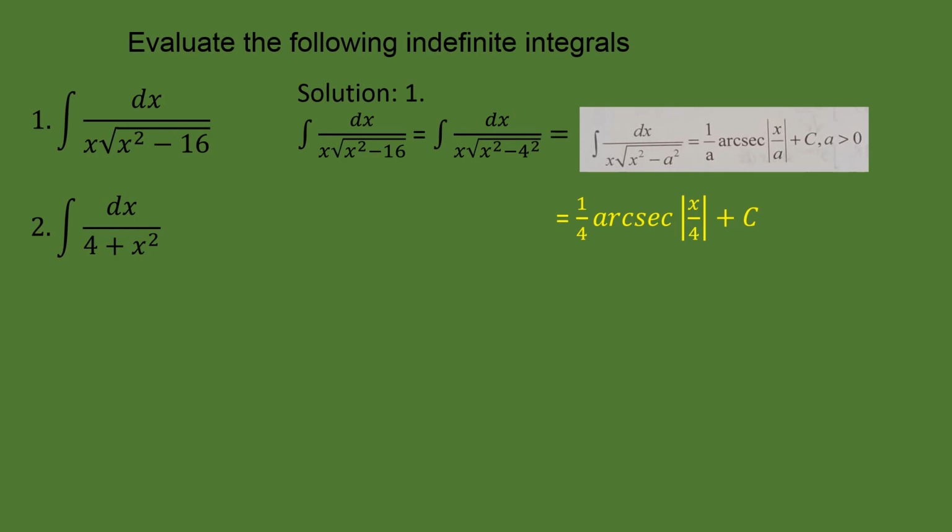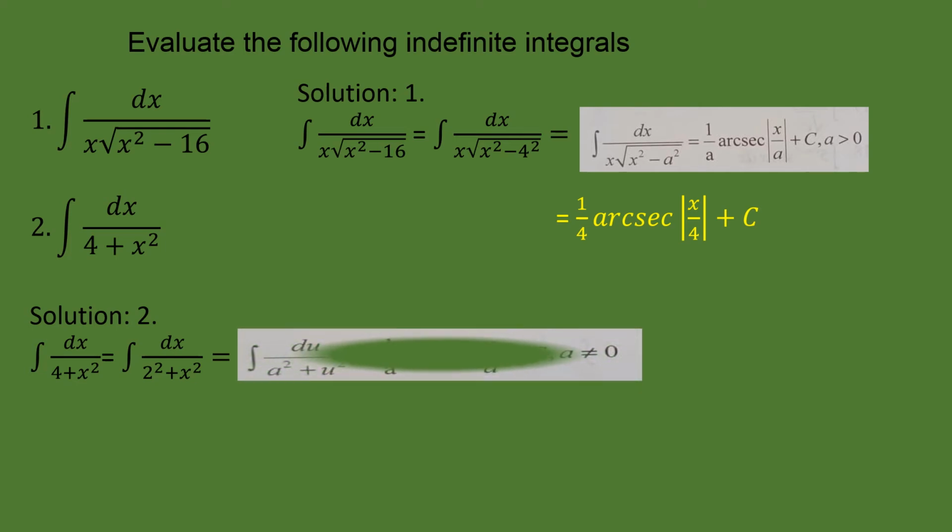Of course, from that, we will also rewrite that one into integral of dx over 2 squared plus x squared, because 4 is actually equivalent to 2 raised to the power of 2, which is 4, of course. Then we can now apply this property. Integral of du over a squared plus u squared is equal to 1 over a arctan of u over a plus c, where a is not equal to 0.